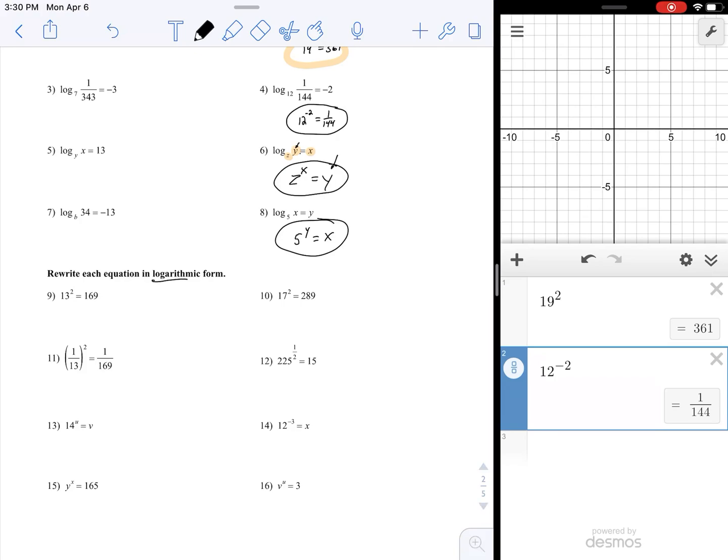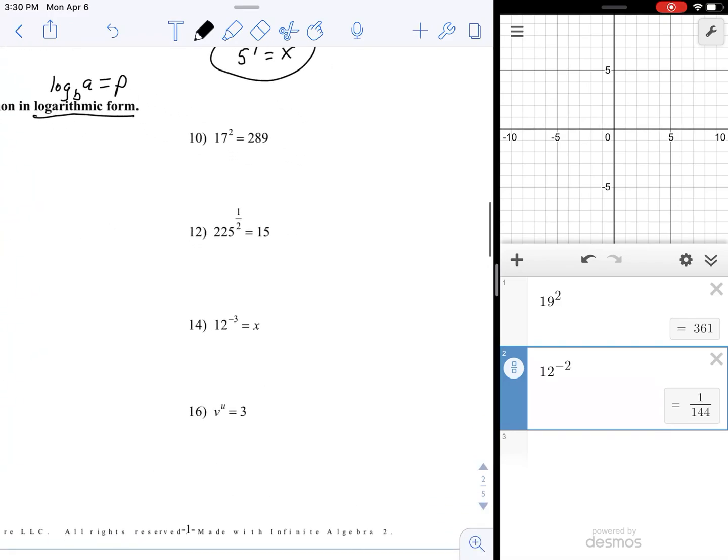We want our answer to be in logarithmic form. That means there's a log, a base, an argument, and then the other side of the equal sign is the power. So to do number 10, I'm going to start with log. The base here is 17. The answer here is 289, so the argument is 289. The power is 2. The 2 goes over there.